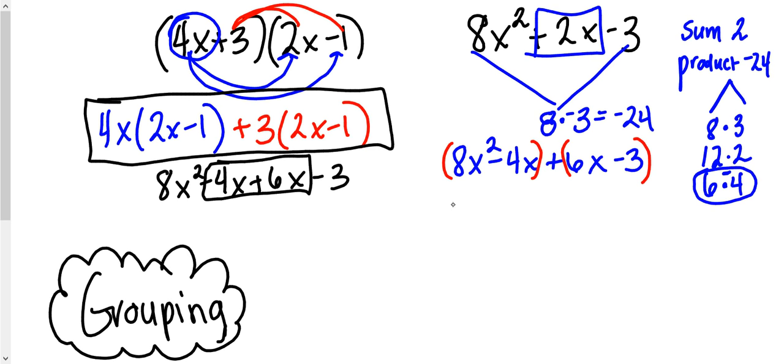So I'm going to take out my greatest common factor between 8x squared and negative 4x, which is 4x. So now I'm left with 2x minus 1, and hopefully you're saying a little bit of an aha. We're seeing that we're working backwards to what we had. And then on my second binomial, I can take out the factor of 3, leaving me with 3 times 2x minus 1.